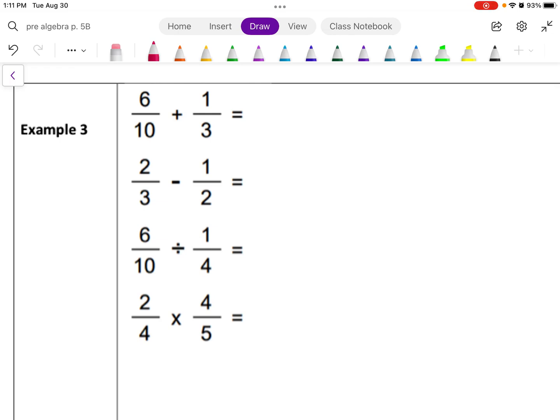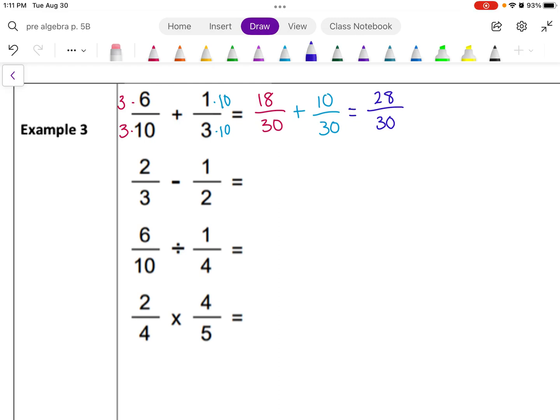So we need to change both of these. So I'm going to multiply 6/10 by 3. So 3 times 6 is 18. 3 times 10 is 30. And 1/3 we're going to multiply by 10. 1 times 10 is 10. 3 times 10 is 30. So now we have 18/30 plus 10/30, which would be 28/30.